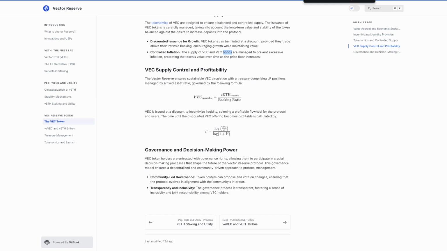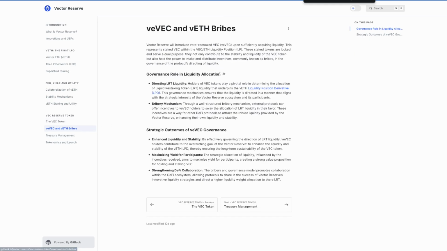And then governance decision making. And then they talk here about the possibility in the future of there being some vote escrow. Again, it doesn't talk in here about locking times or anything like that. It's more like a future consideration, maybe a roadmap thing that's down the road and so forth.